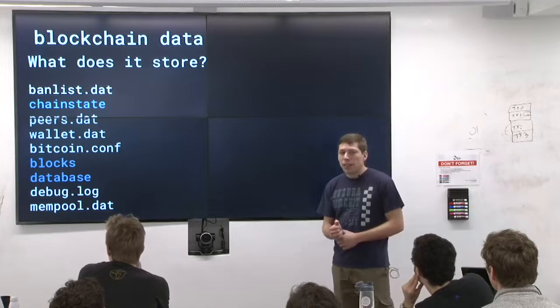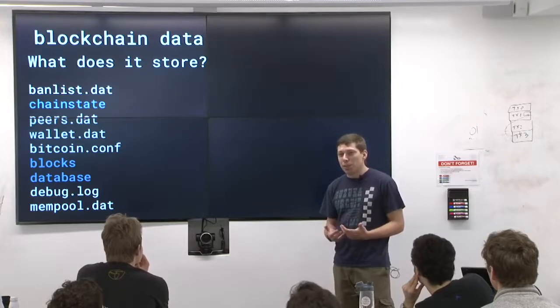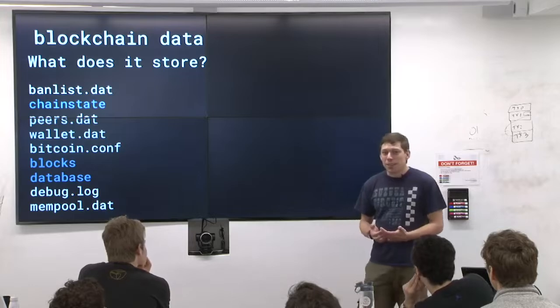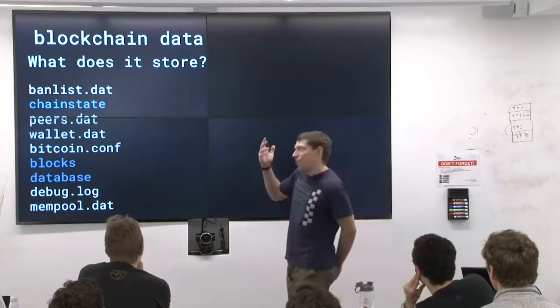Total random aside, I don't like how they put a dot in front of all the really important folders. It's like they hide all the important things: your GPG folder has a dot and your Bitcoin folder has a dot. But downloads doesn't, and who cares about that?